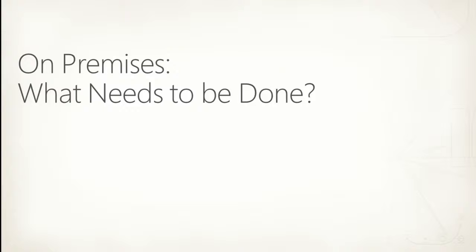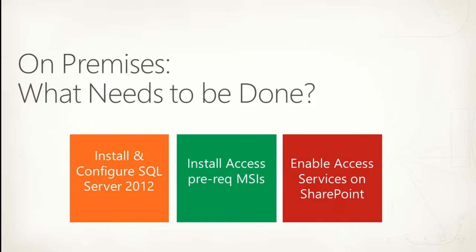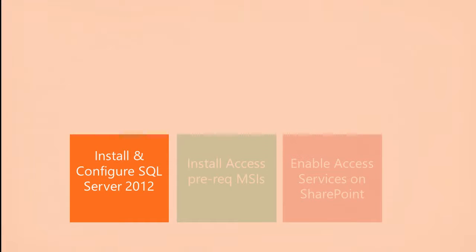So we now understand the manageability and the security and the cost aspect. So how much work are we looking at to actually set up Access Service on-prem? So there are three big chunks of the work. One is to install and configure SQL Server. Next is install Access Services pre-required MSIs and enable Access Service on SharePoint. Let's go to the first one. Install and configure SQL Server 2012.